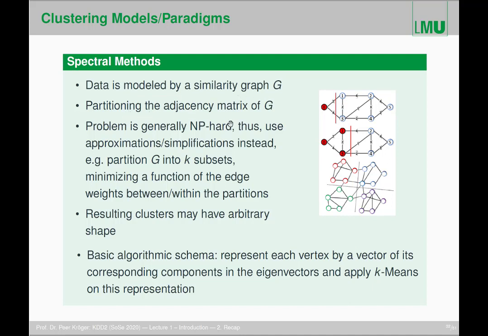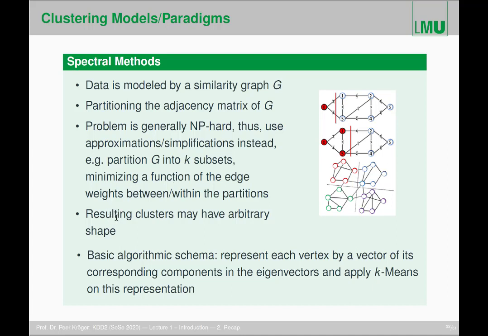the general idea is to partition the adjacency matrix like a min-cut problem. This problem, however, is in general NP-hard to find really the optimum cut here, and the workaround to escape from this NP-hardness is, well, you can use approximations, of course, but very often people use simplifications and approximations. So one simplification, for example, is that you use this similarity graph G and partition it into k subsets, where k is another input parameter, and the partitioning also minimizes a function, for example, some function of the edge weights between and within the partitions. So the partitions are the clusters.